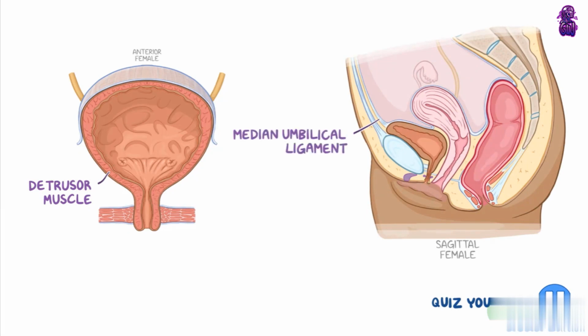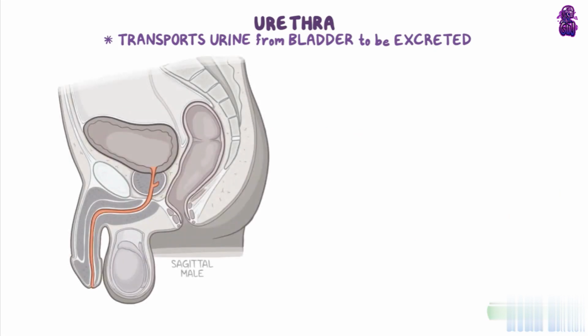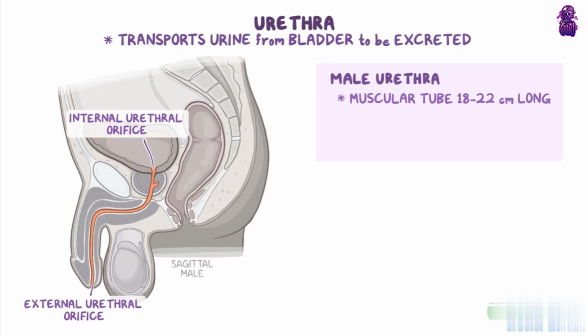Now let's move on and talk about the urethra, which is what transports urine from the bladder to be excreted. The urethra differs between males and females, so let's start with the male urethra, which is a muscular tube that measures roughly between 18 and 22 centimeters long. This tube begins at the internal urethral orifice in the bladder and ends at the external urethral orifice in the glans penis, and forms a common passage for urine and semen to leave the body.